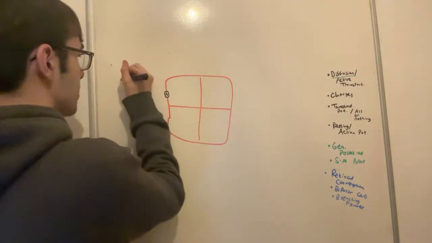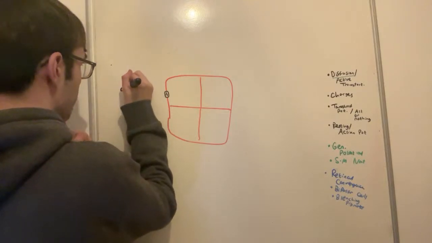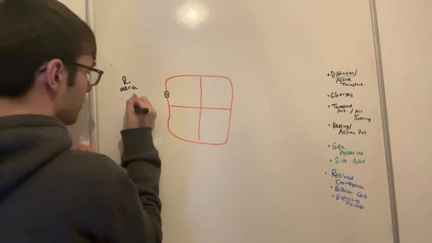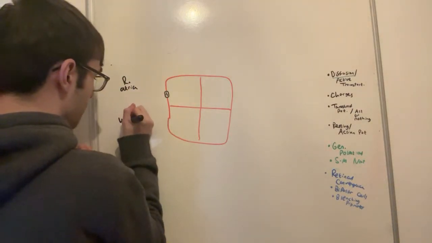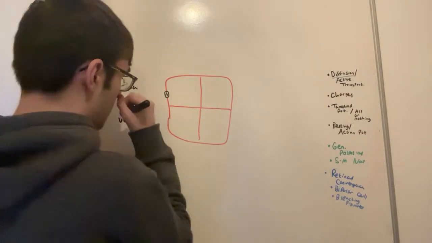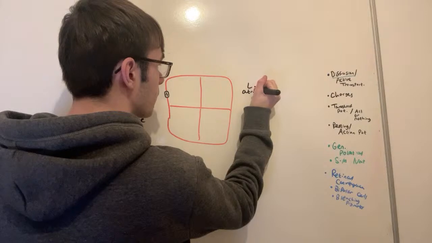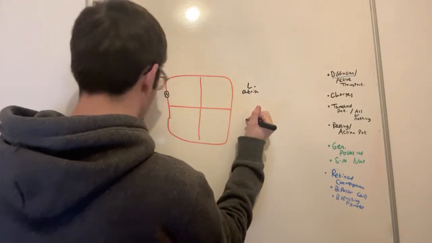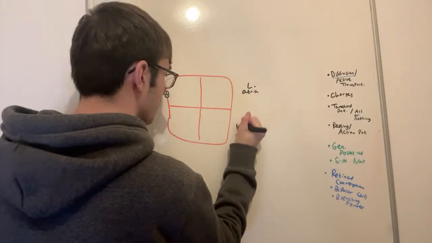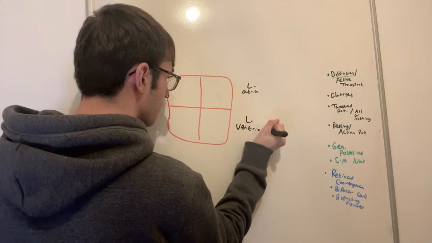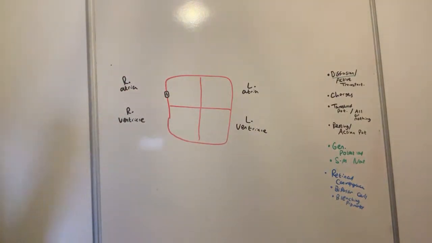So, this is going to be the right atrium. That's going to be the right ventricle. This is going to be the left atrium. The left ventricle. Okay, that's all you really need to be able to do.